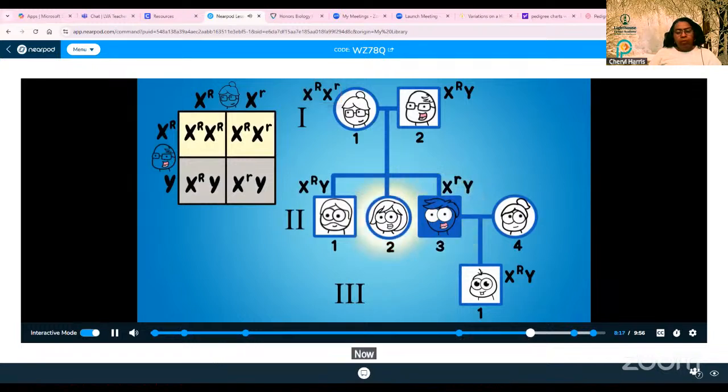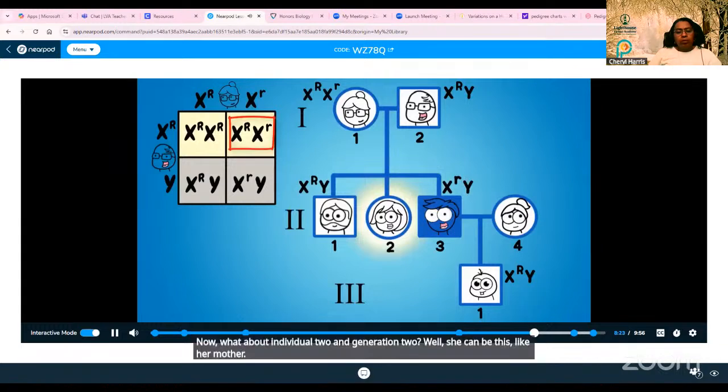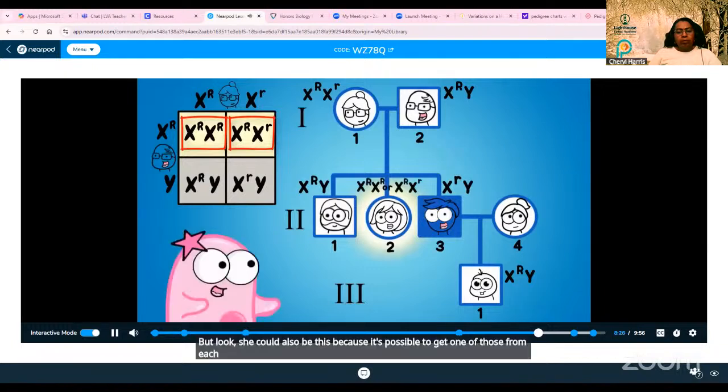Now, what about individual 2 in generation 2? Well, she can be a carrier, like her mother, but look, she could also be homozygous dominant, because it's possible to get one of those from each parent. If it's possible, you must include it.